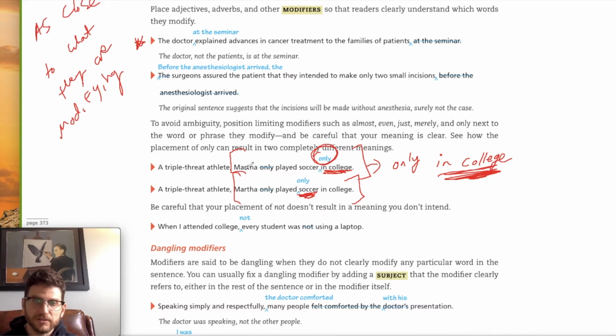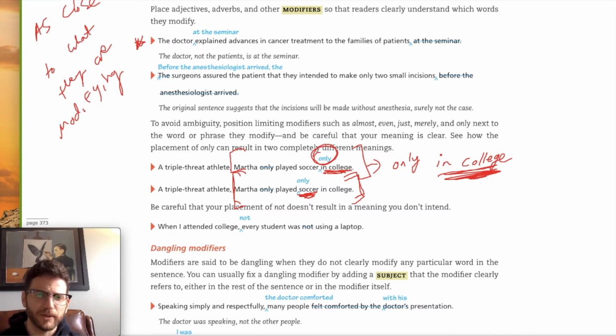In this sentence, it's telling us she's only playing one sport in college, and it is soccer. Okay, and you see that by the position of the modifier. So what you see here is how the positioning of a modifier can change the meaning of a sentence. Now you might think this isn't that big of a deal.